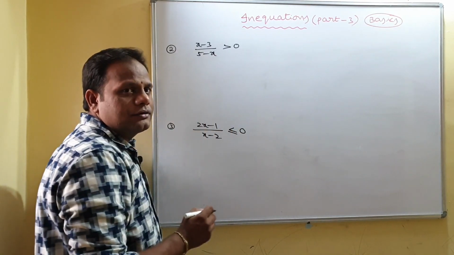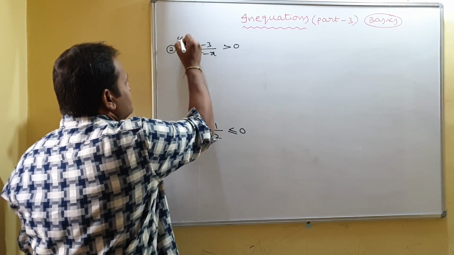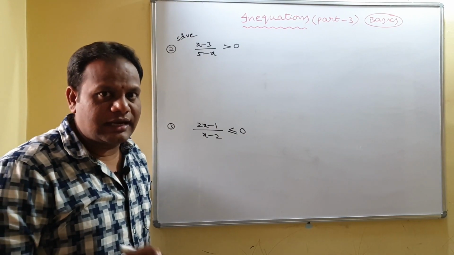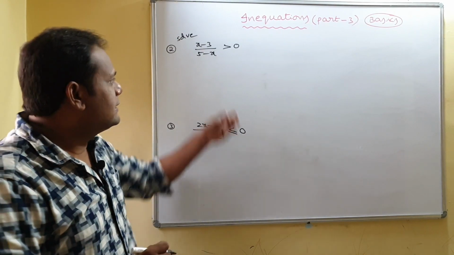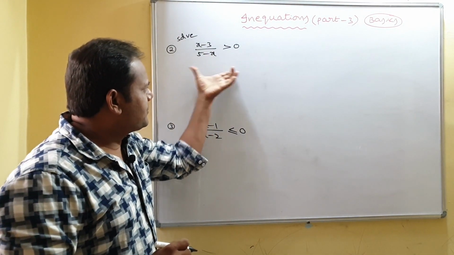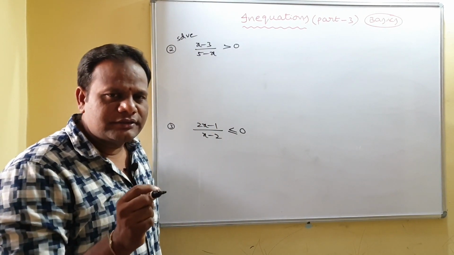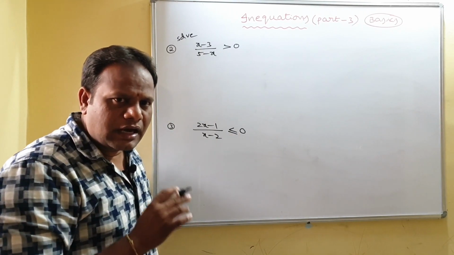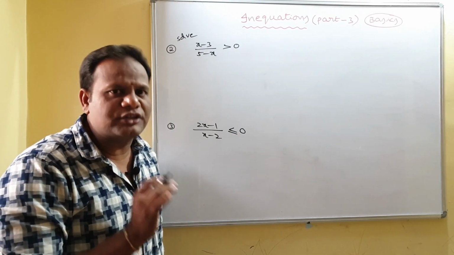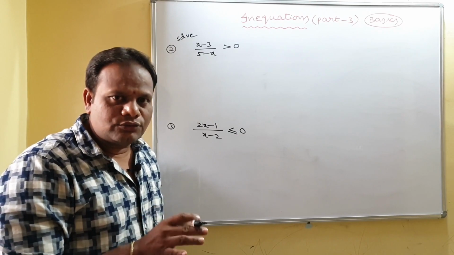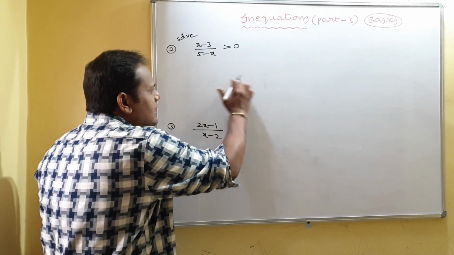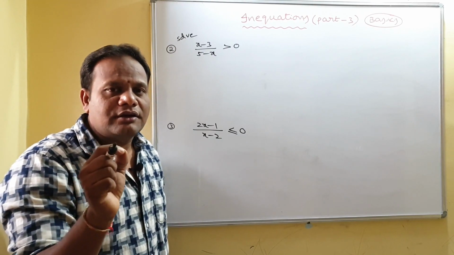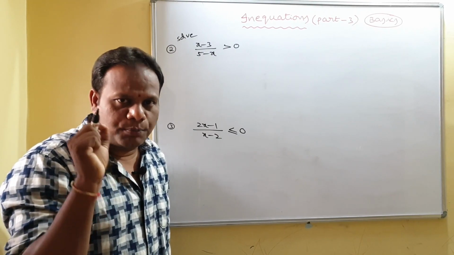Coming to the second one, we have to solve x minus 3 by 5 minus x greater than 0. Listen, to apply our method, first you check all the x coefficients, whether all the x coefficients are positive or not. To apply the real line concept, first you make every x coefficient positive.